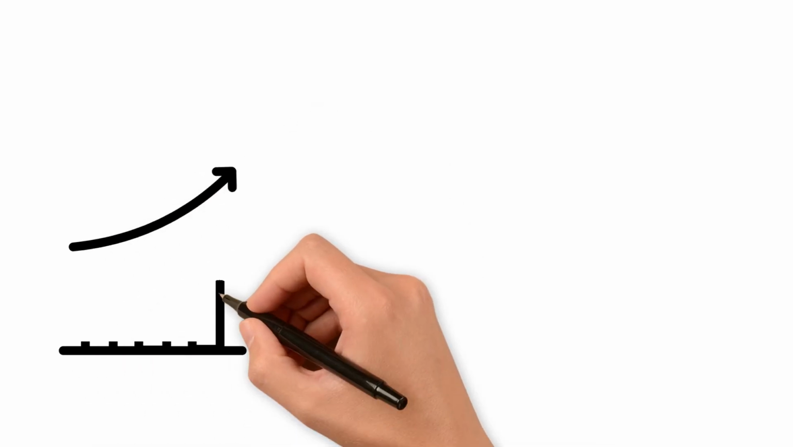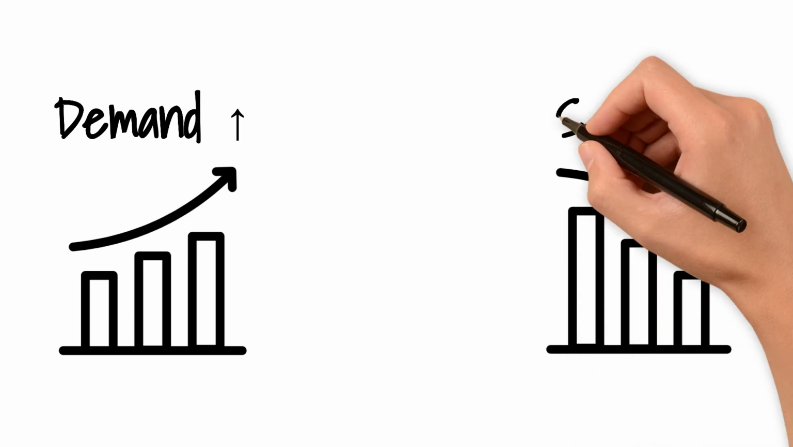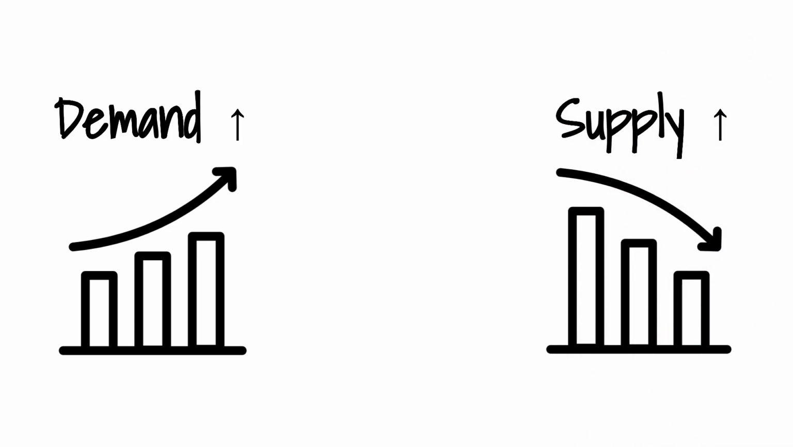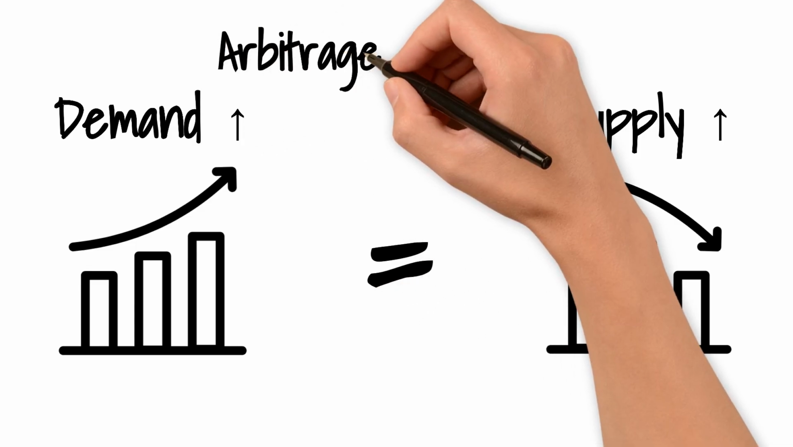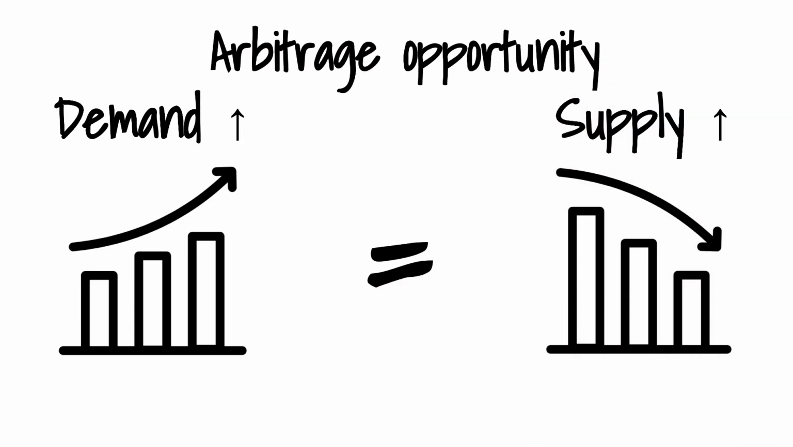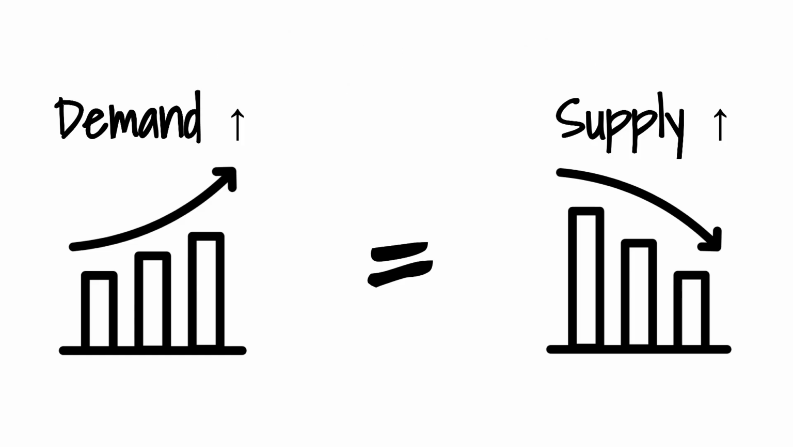As you repeat this every day, something interesting happens. Demand in Market A increases, so prices go up. Supply in Market B increases, so prices go down. Eventually, the prices become almost equal. And once prices match, the arbitrage opportunity disappears. This is how arbitrage actually helps markets become more efficient.